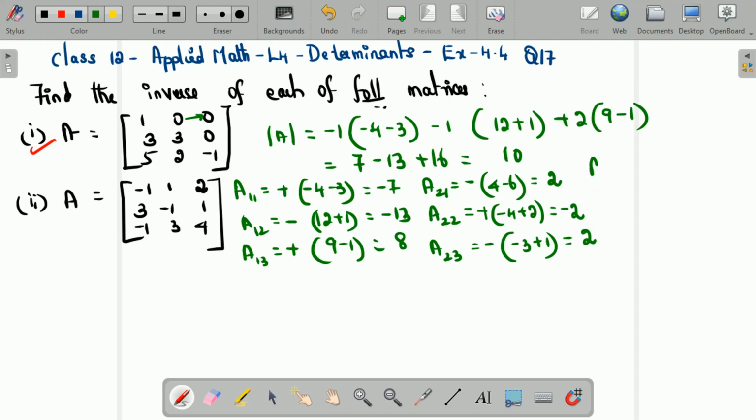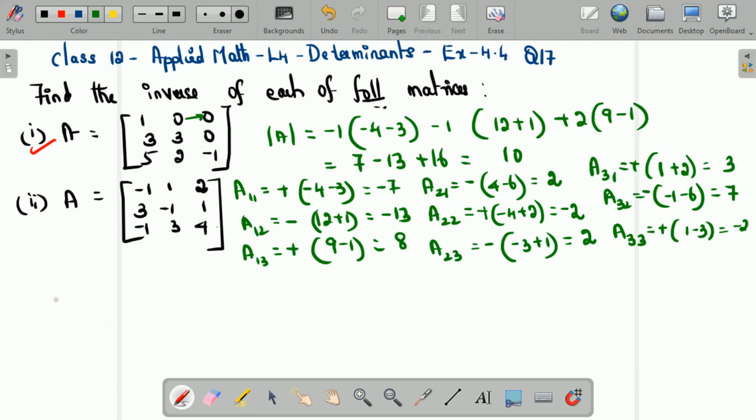Now A31. We are going to eliminate this row and this column. So this is plus into 1 minus of minus 1 is plus 2, so this is 3. Now A32 is minus into, eliminate this row and this column, minus 1 minus 6. So minus 1 minus 6 is minus 7. You already have a negative sign, so it is 7. A33 is going to be plus into, this will be 1 minus 3. So this is minus 2.